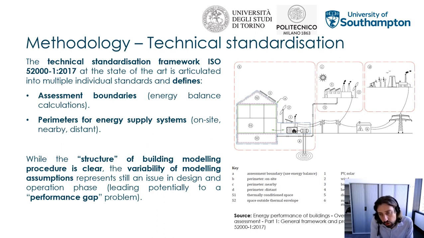In terms of technical standardization for building performance simulation and in particular building energy modeling, the framework that we refer to today is the ISO 52000, which is quite complete and well structured. In terms of structure, it considers different assessment boundaries that you can see represented here: the internal, simple thermal balance of the building, or the balance with respect to technical systems, building services, and it also considers different perimeters for the analysis of, for example, the carbon emission factors or the primary energy factors of the energy carriers used in the buildings. These are flagged here with this red line. So we have a perimeter that is on site, nearby, or distant.